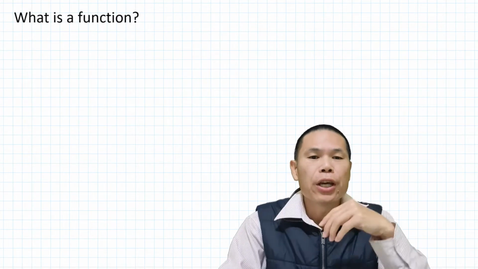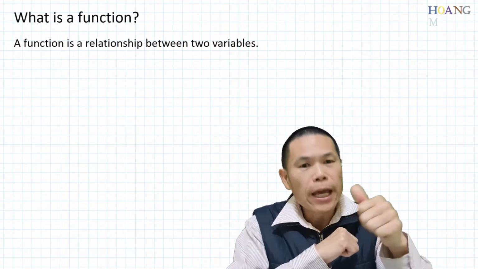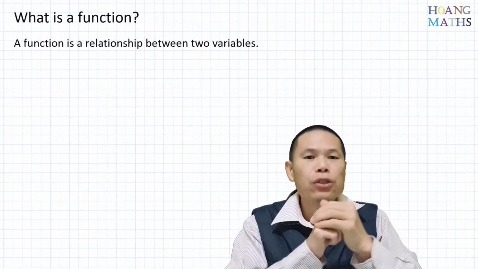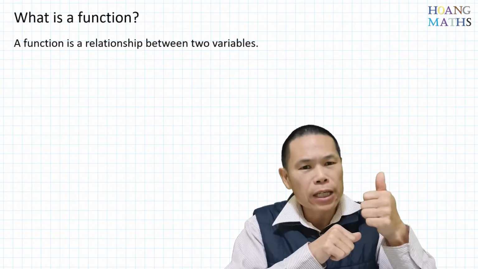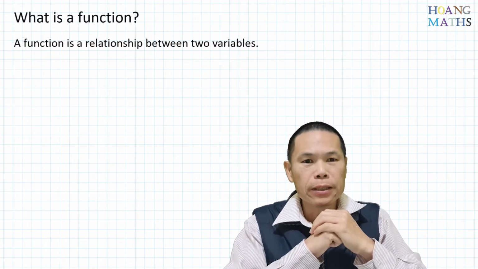A function is a relationship between two variables, so independent and dependent variables. In mathematics, we usually use x values as independent and the y value as dependent.